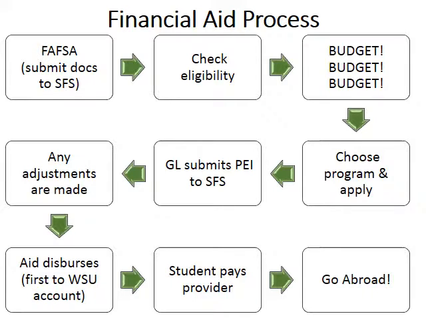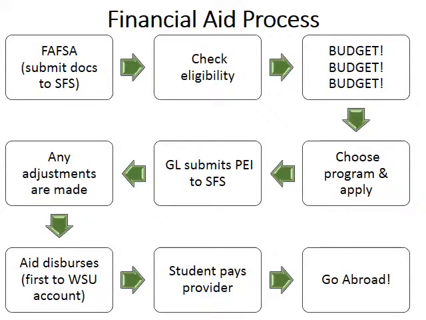Once your application is submitted and the WSU application deadline is passed, Global Learning will compile the Program Expense Information, or PEI, for students that indicated they plan to use federal aid. This information details the entire estimated cost of your program abroad, including tuition, housing, meals, airfare, and books. Global Learning will send this information to Student Financial Services.